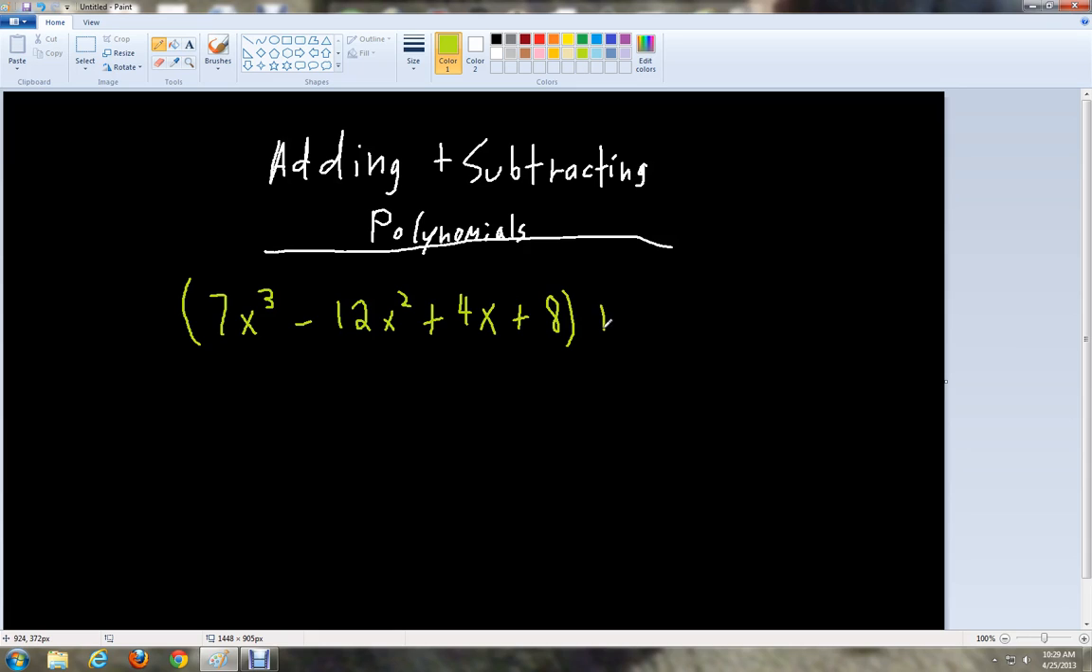And we're going to add to that 10x cubed plus 9x squared and then minus 6.